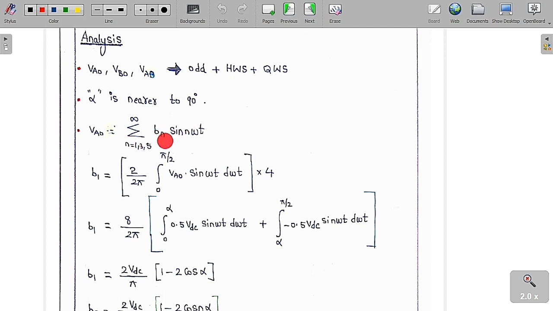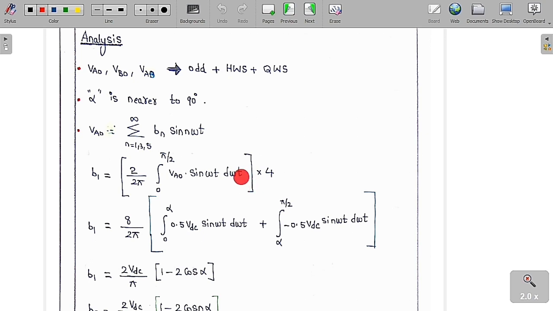V0 is equal to, I already told you, for an odd function A0 is equal to 0, An is equal to 0, and Bn is not equal to 0 only for odd terms, because it is going to satisfy the half wave symmetry and quarter wave symmetry. So sigma n is equal to 1, 3, 5 up to infinity Bn sin n omega t. So I want to find what is the value of Bn. The Bn general expression is 2 by 2 pi integration of 0 to 2 pi f of theta into sin n theta into d theta. This is the general format.